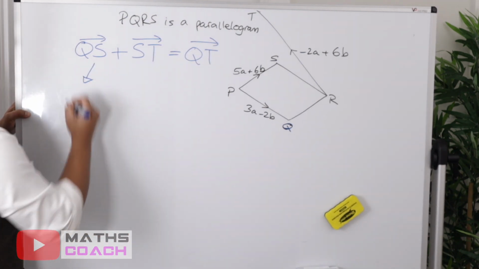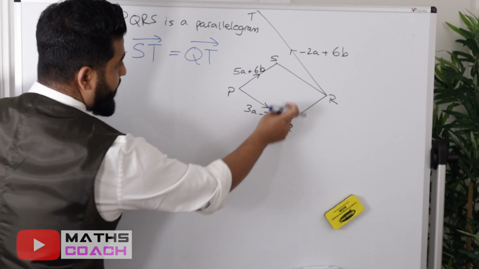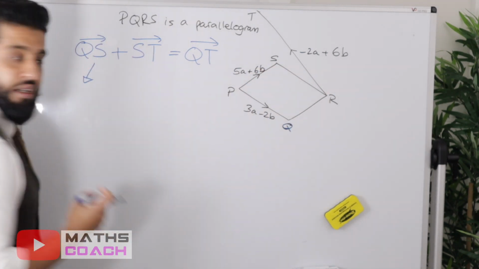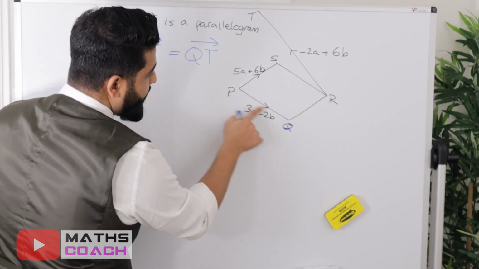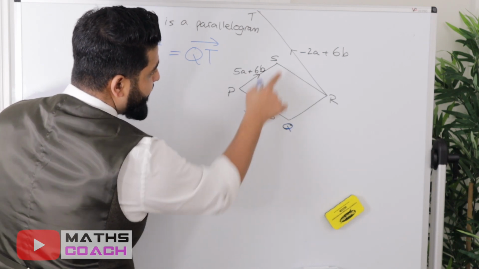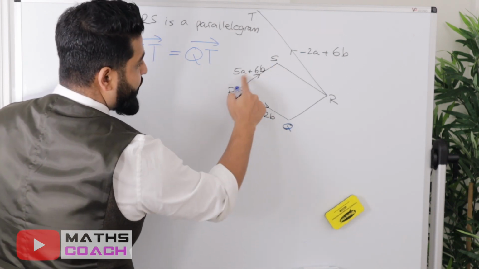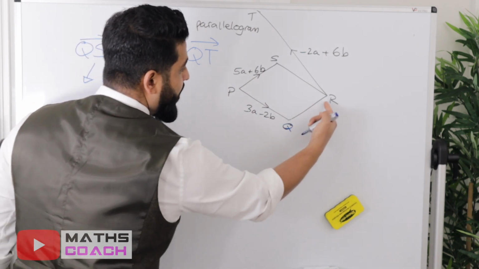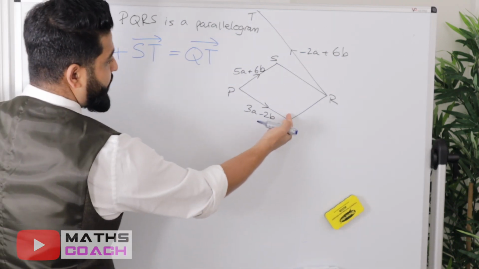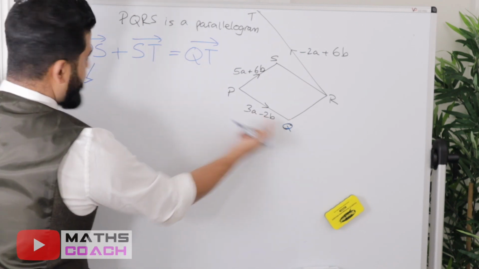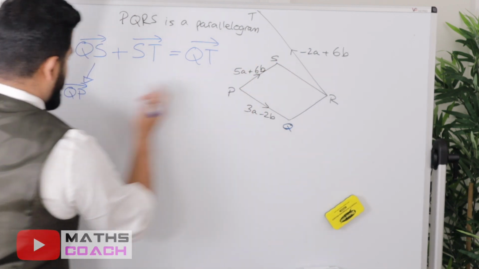Okay, so let's start with this one, Q to S. How do I go from Q to S? I can't go directly, but I know that this is a parallelogram. This being a parallelogram makes my job a whole lot easier, because see here where I've got P to Q here, which is 3A minus 2B. That means S to R is also going to be 3A minus 2B. Likewise, P to S here is 5A plus 6B. So therefore QR is also going to be 5A plus 6B. All right. So if we go back to our mission, which is to find Q to S, we can go Q to P here, and then P to S.